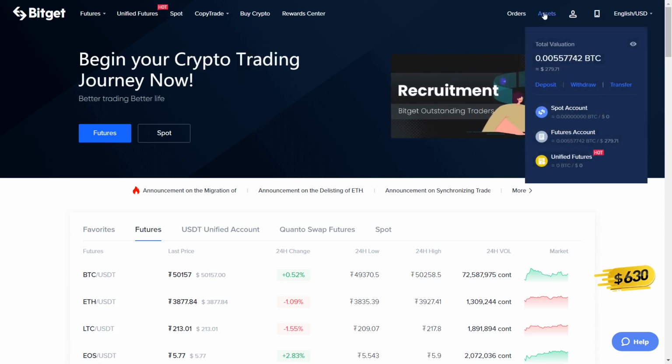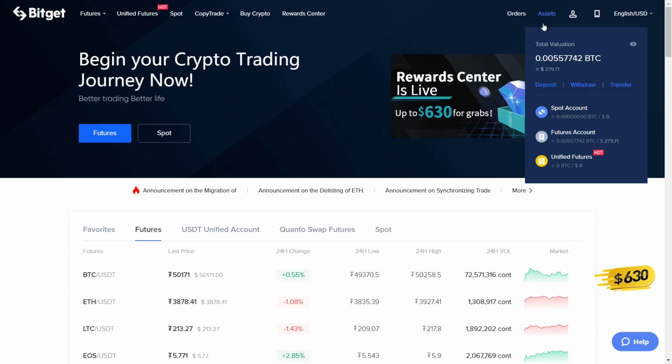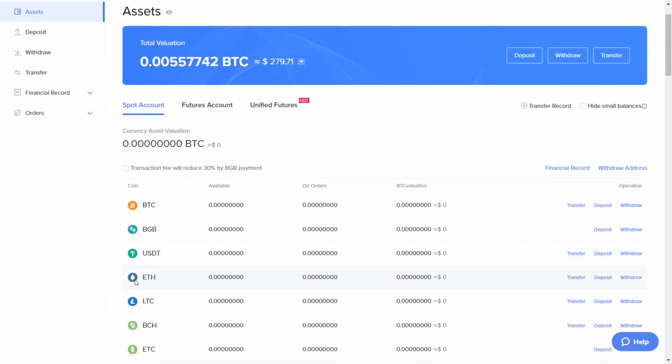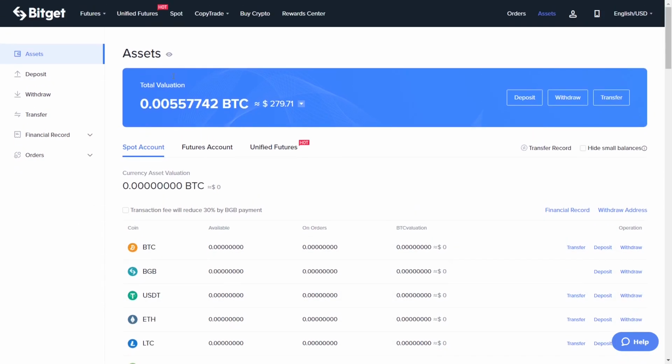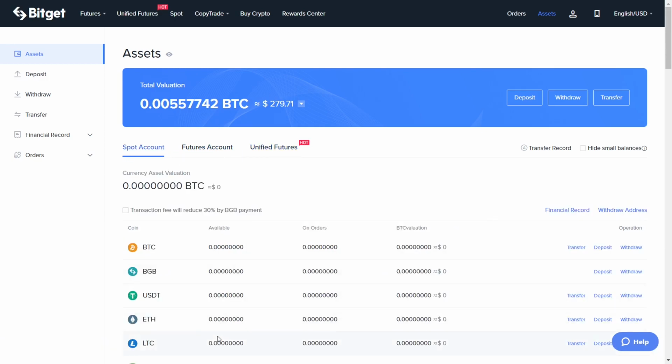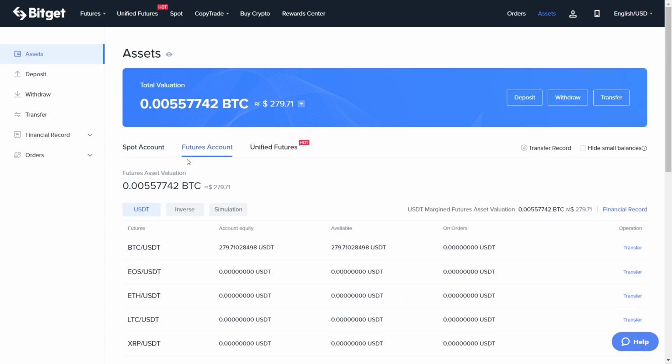So we're just going to go to our assets to start off, and basically you would start off by transferring USDT to here or Ethereum, but if you transfer other pairs, you need to sell it on the spot market for USDT because you can only put USDT into futures accounts. So basically you would receive some right here, and then you would click transfer, and then you would transfer it to the futures account. So this is what we did before.